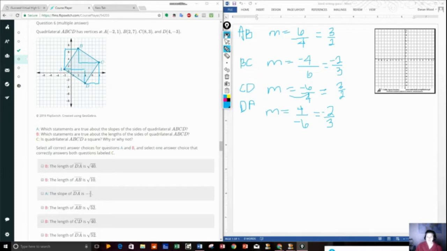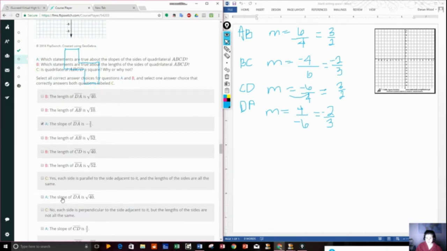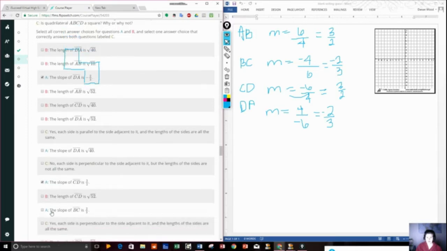Okay, so now let's go through and select our answers for question A. So A, the slope of DA is negative 2/3. Yes. Question A, the slope of DA is square root of 40. No. A, the slope of CD is 3/2. Yes. A, the slope of BC is 2/3.